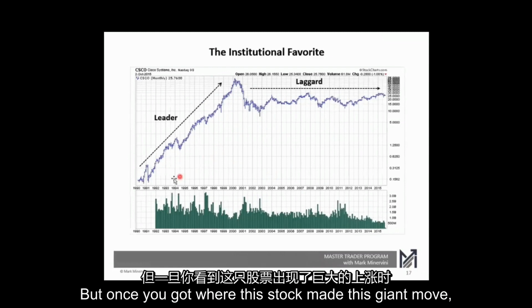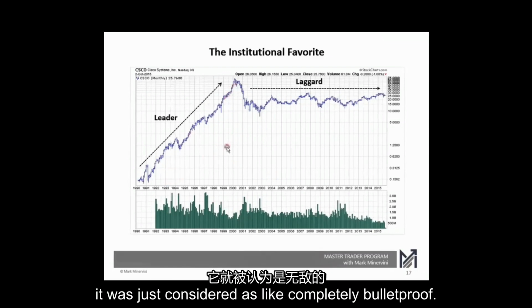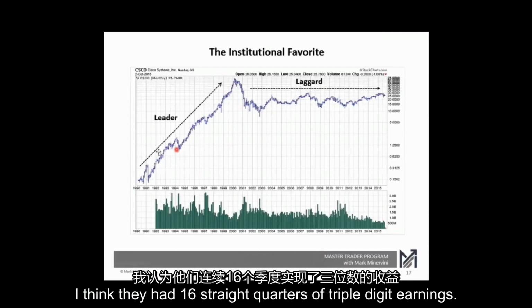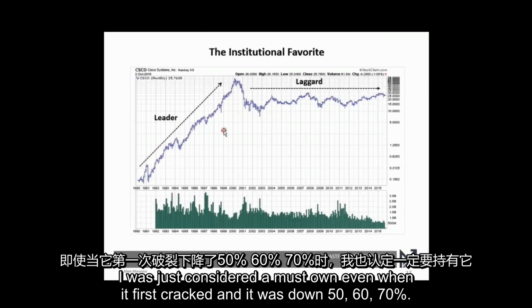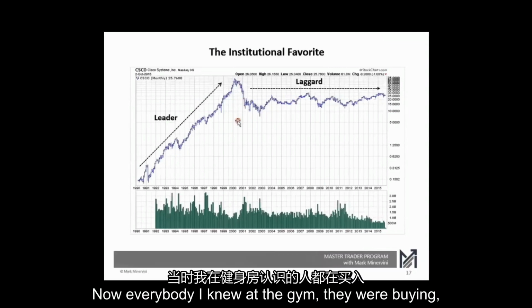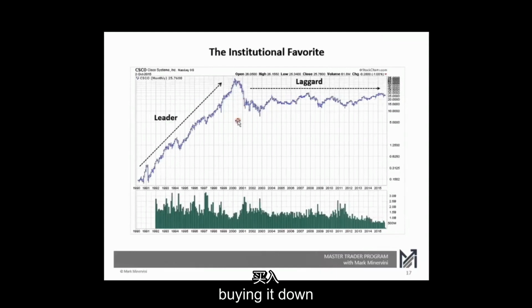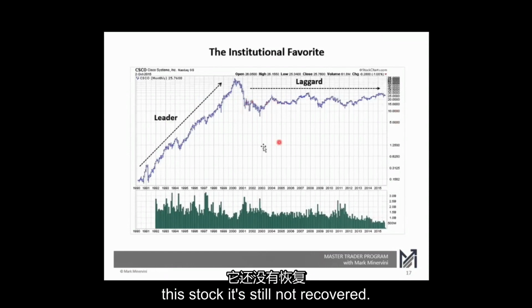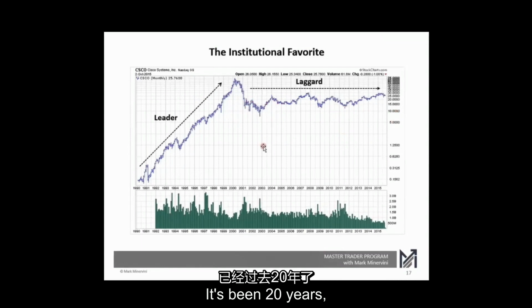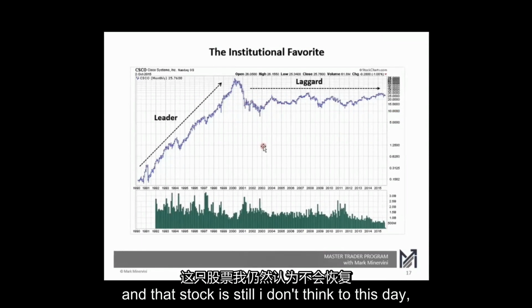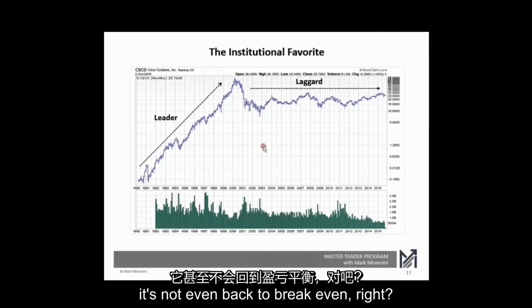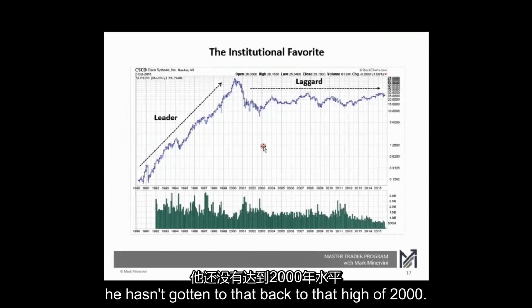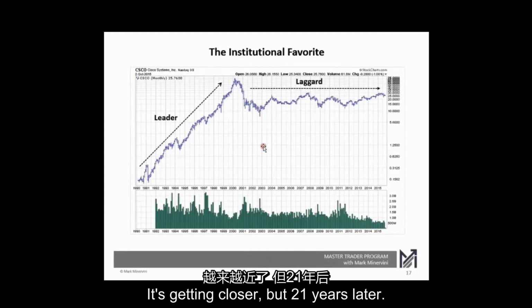But once this stock made this giant move, it was considered completely bulletproof. I think they had 16 straight quarters of triple digit earnings. It was considered a must own, even when it first cracked and was down 50, 60, 70%. Everybody I knew at the gym was buying it down. Oh my God, I bought Cisco down 70%, what a bargain. This stock has still not recovered. It's been 20 years, and I don't think to this day it's even back to break even, right, Dave? Yeah, it hasn't gotten back to that high of 2000. It's getting closer, but 21 years later.